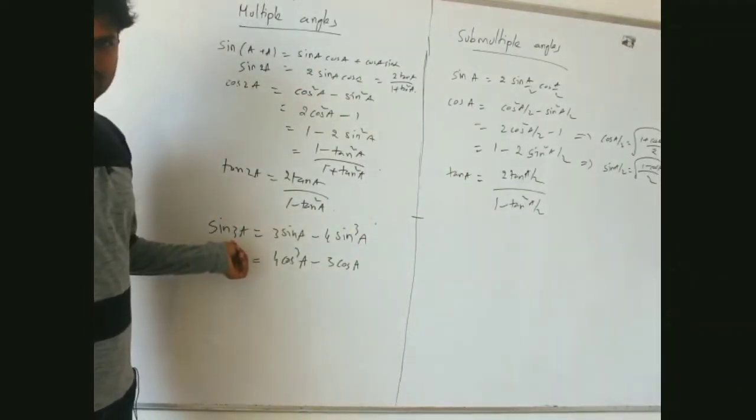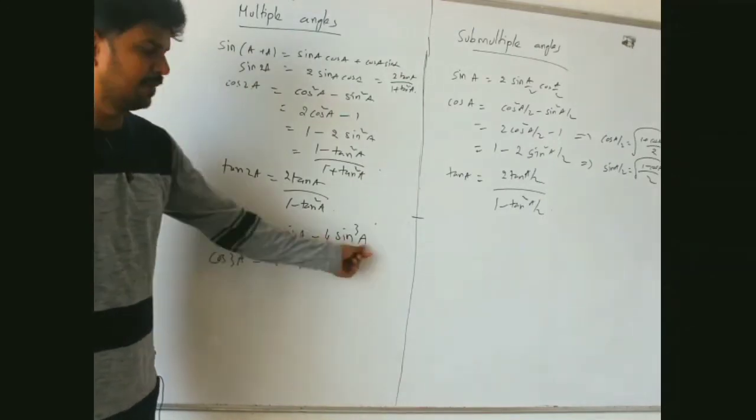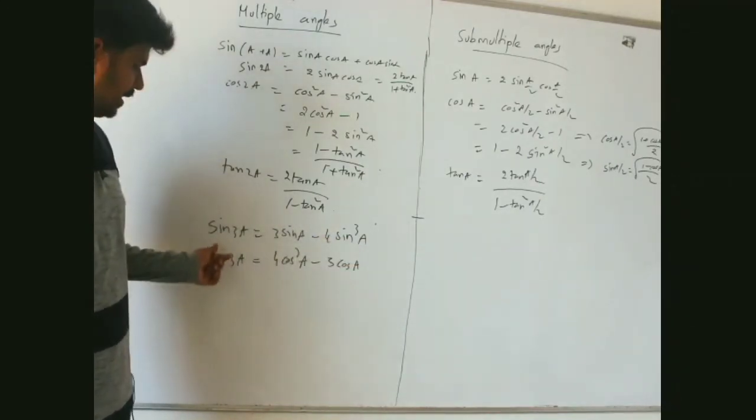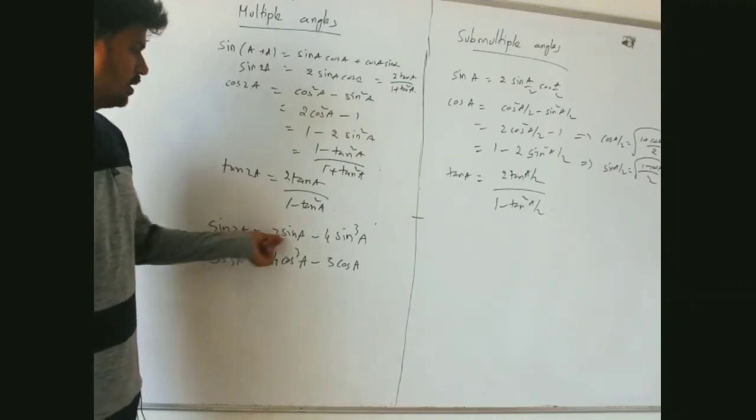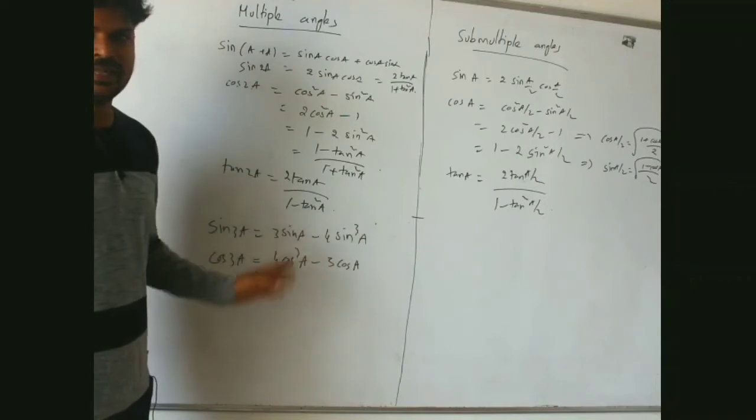Here 3A, what is happening? 3A is becoming 1 time, A by 3 times. So if I ask you sin A, here it is A by 3. So here 3 sin A by 3 minus 4 sin cube A by 3. Like this you can apply here.